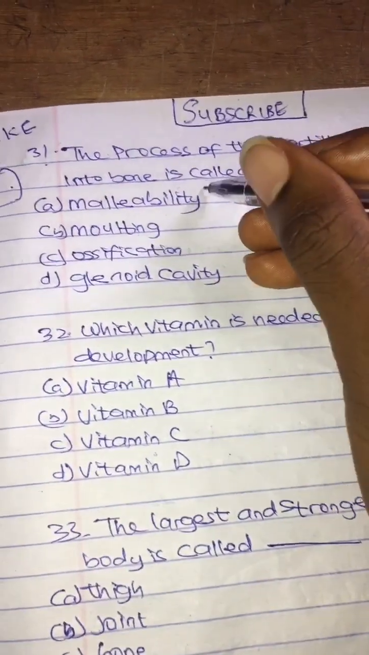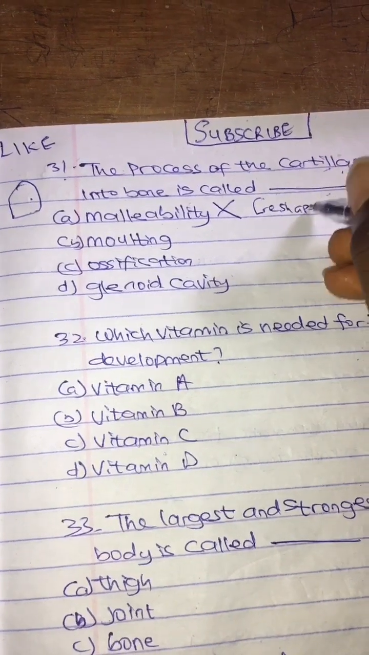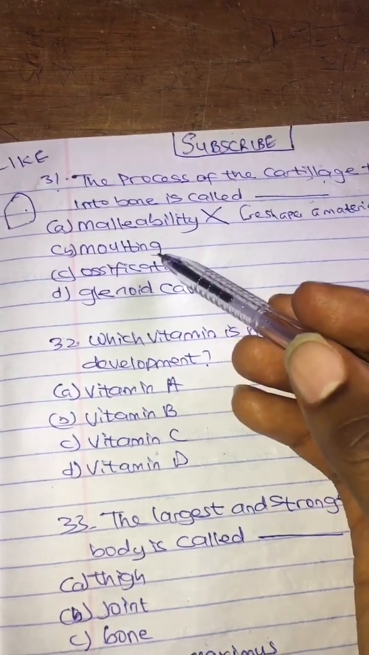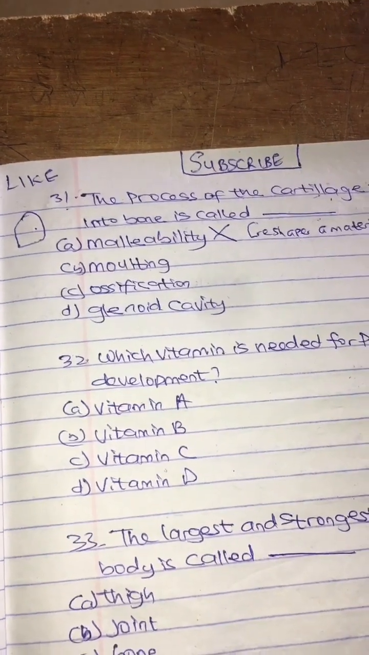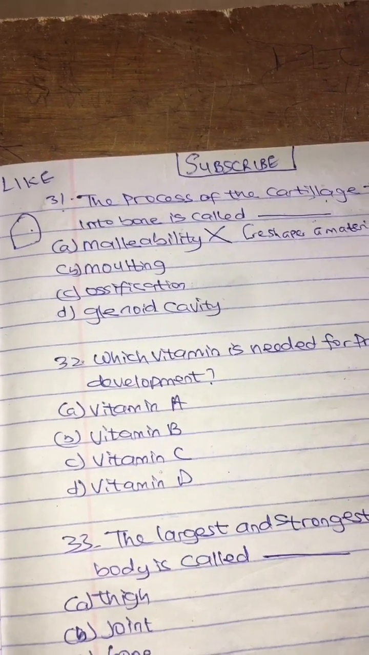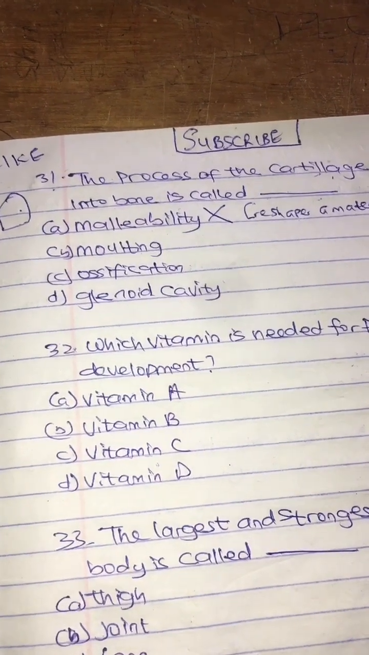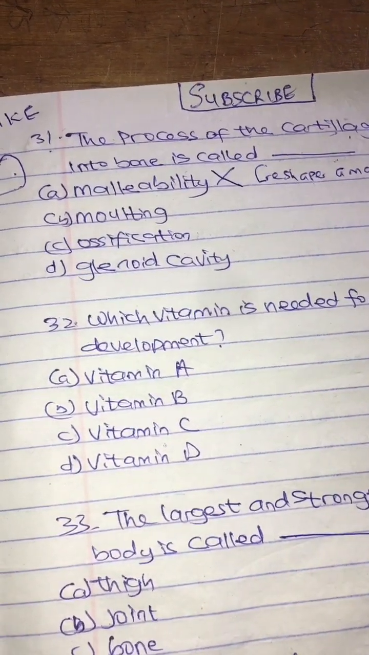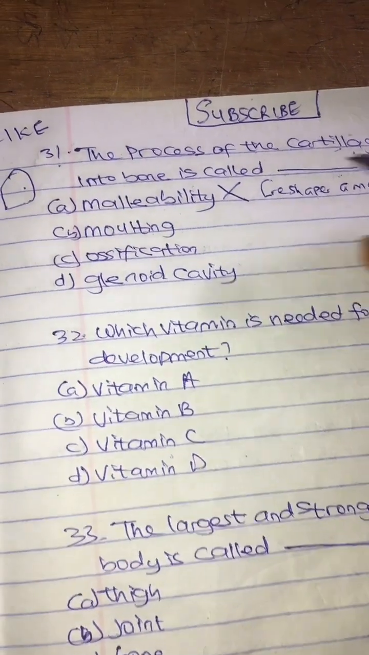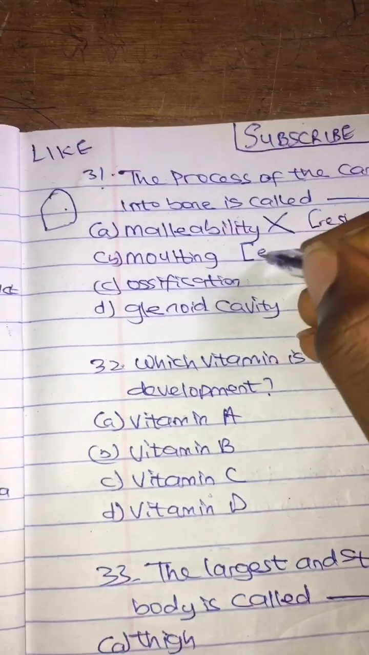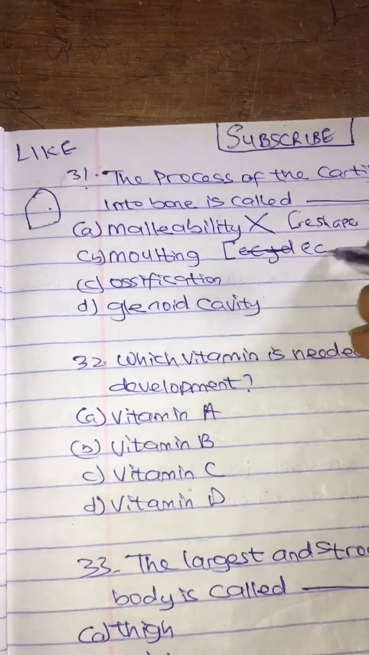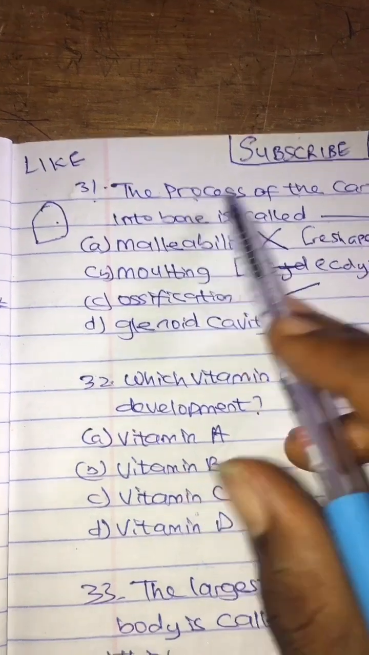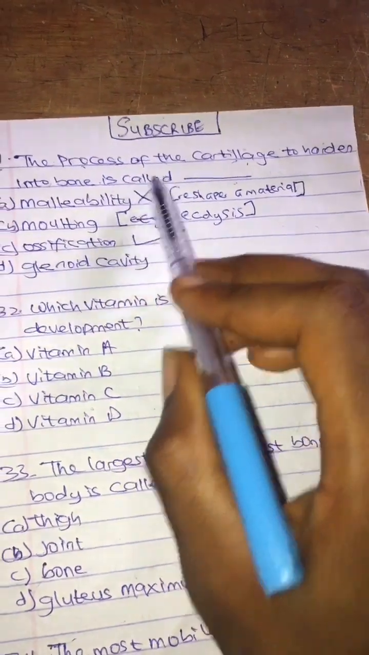A, malleability. No, that's to reshape a material. That's not a biological term. Molting is for an organism to shed away its skeleton, like a snake that sheds its body and develops another color or body structure. That's the function of molting, and another name for molting is ecdysis. So option C, ossification, is the correct answer. The process of the cartilage to harden into bone is called ossification.